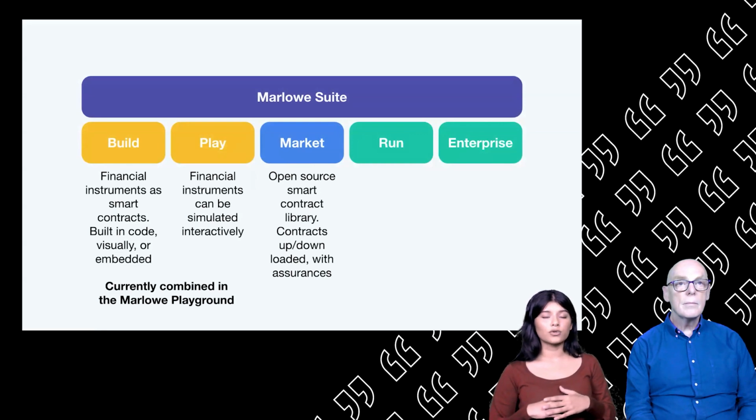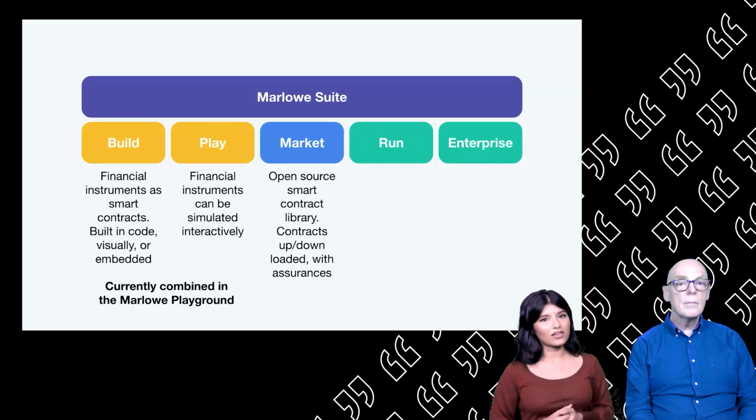But what we want to do is open source this entire effort and allow developers to also contribute their own financial instruments, and maybe even more custom financial instruments, by themselves. And so that's what Marlowe Market is, where developers can contribute any kinds of financial smart contracts that they would like. And on the other hand, end users will be able to benefit from it by downloading it and using it for their own purposes.